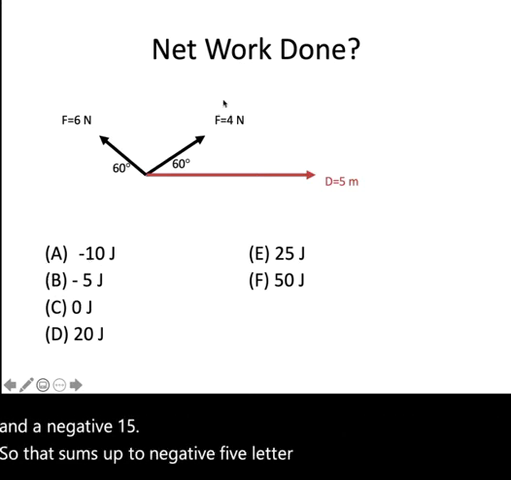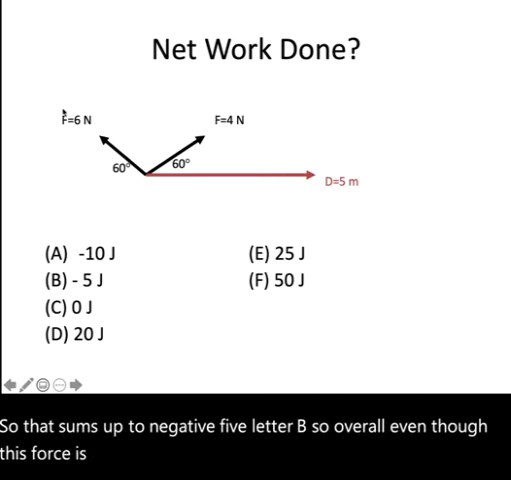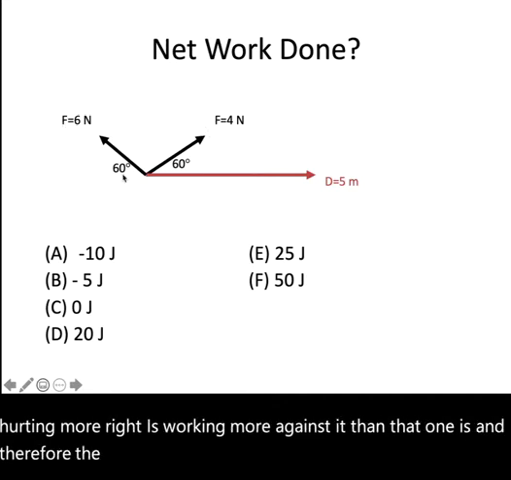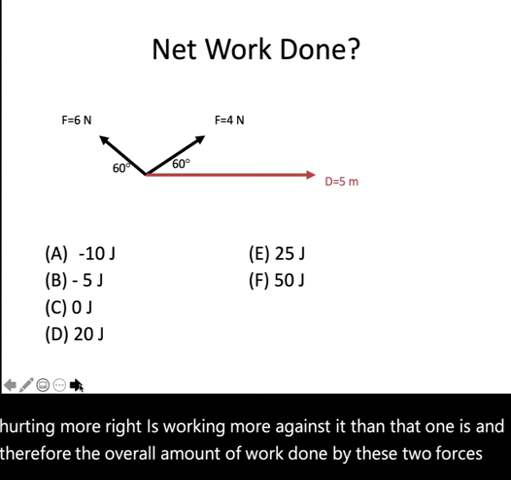Right? So overall, even though this force is helping in the displacement to the right, this one is hurting more, right? It is working more against it than that one is. And therefore, the overall amount of work done by these two forces, the net work, is a negative number.